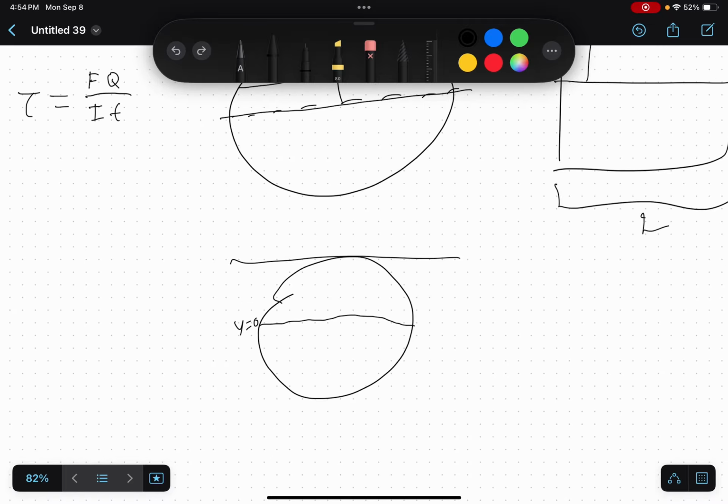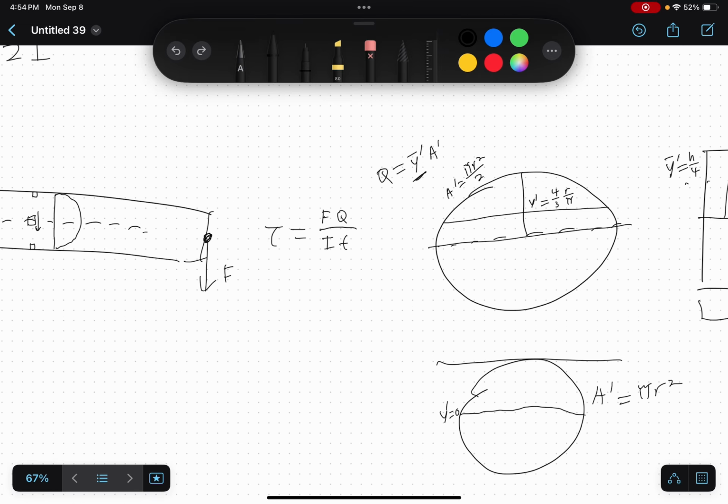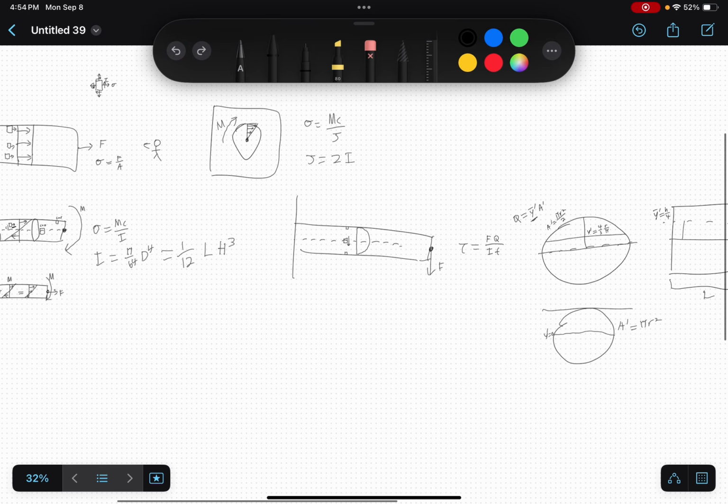Now A prime would be this whole area of the circle, so it would be pi r squared. But because the y prime is 0, because it's right at the neutral axis, we get 0 for the whole thing. So that's kind of an explanation of how to calculate Q and why the profile looks like this.